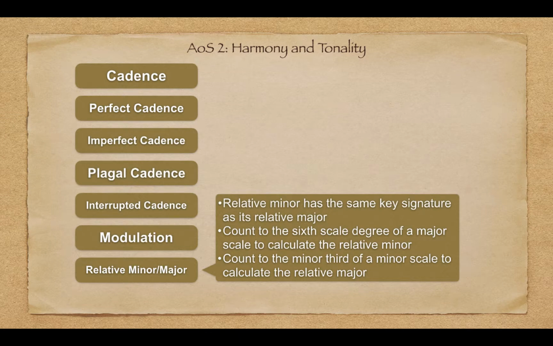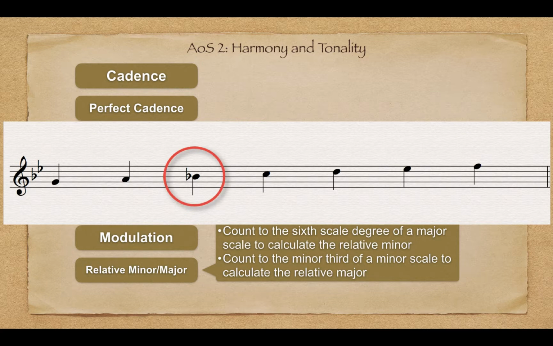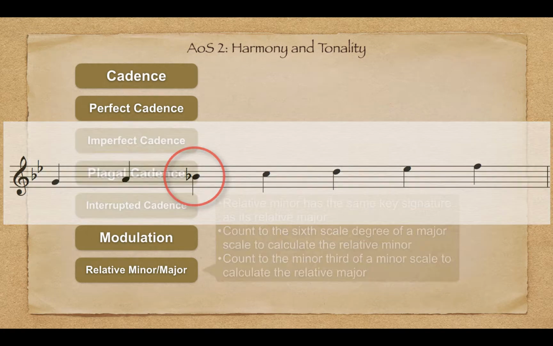Relative major. The relative major works on the same principle as the relative minor, except that instead of counting up the scale to the 6th degree, you'll need to count up to the 3rd degree. So, in the key of G minor, the 3rd degree of the scale is B flat. That means that B flat is the relative major of G minor.